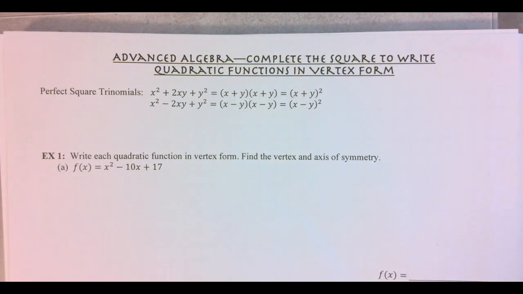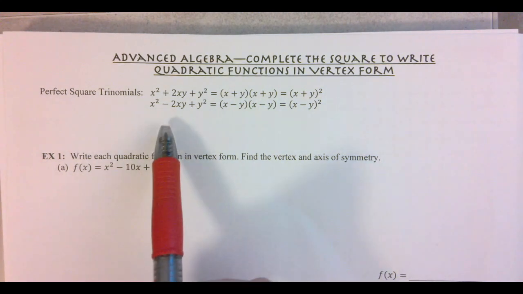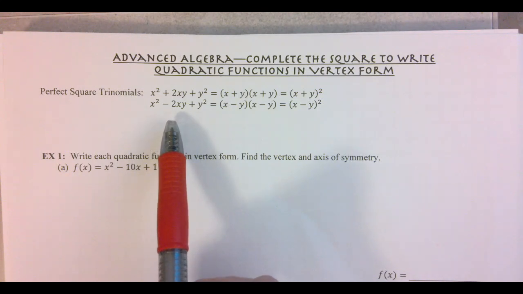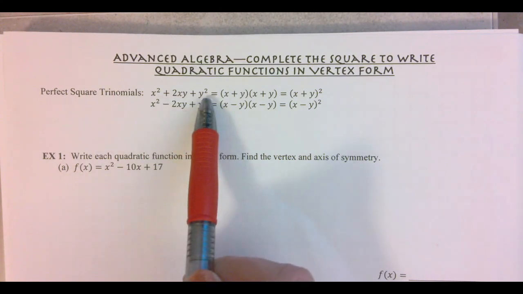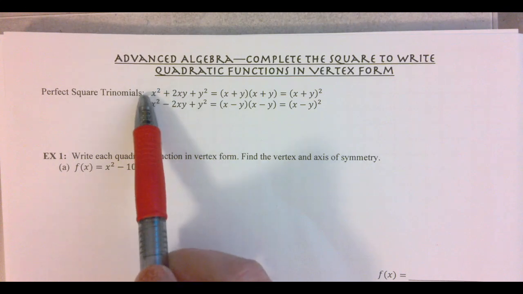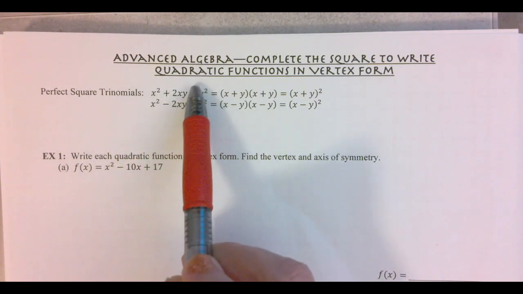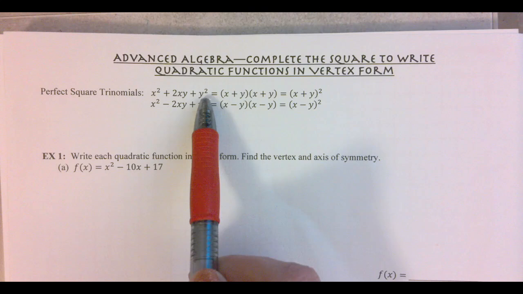All right, so our lesson today is on using that skill that we've seen before, completing the square, to now rewrite our quadratic functions into vertex form. So a reminder of what it looks like when you're identifying a perfect square trinomial. So the first term is a perfect square, last term is a perfect square also.